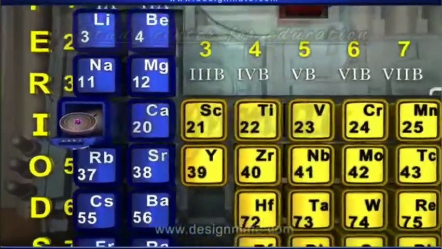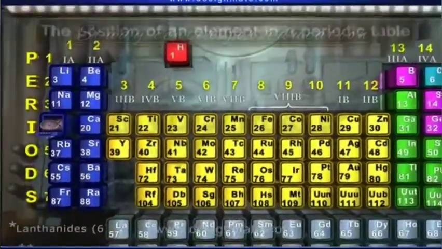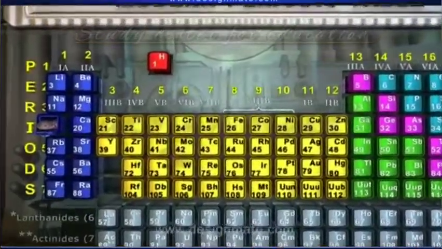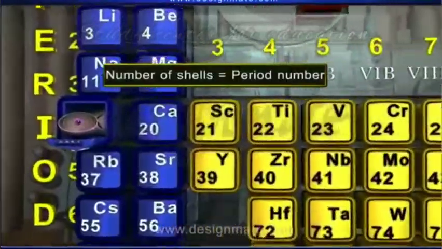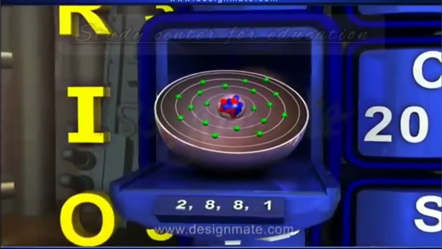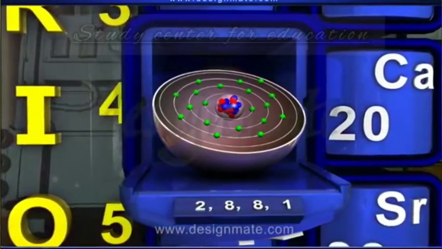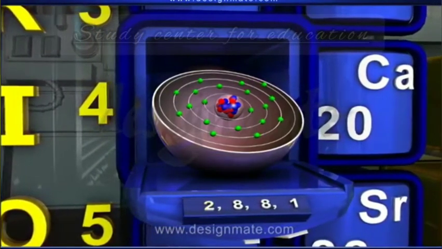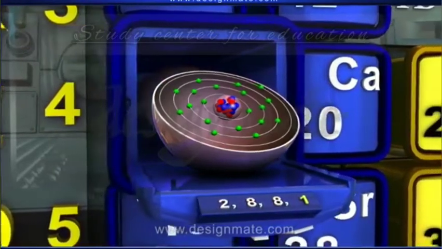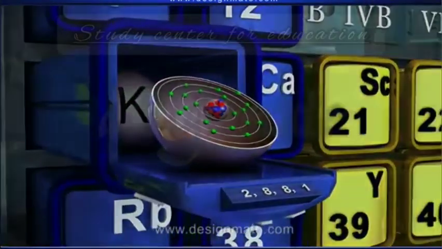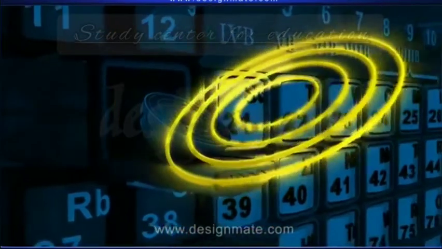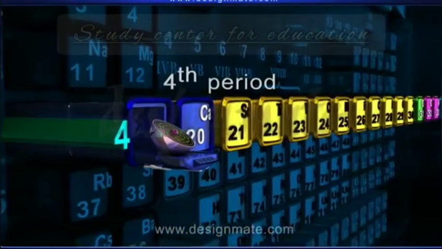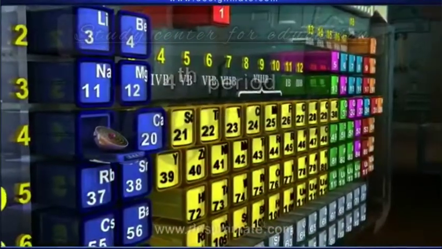The electronic configuration of an element also helps us to decide the position of an element in a periodic table. The number of orbits or shells denotes the period to which that element belongs. Let's continue with the same example of potassium. Its electronic configuration is 2, 8, 8, 1. This means there are 4 shells in an atom of potassium, and therefore, it belongs to the 4th period of the modern periodic table.